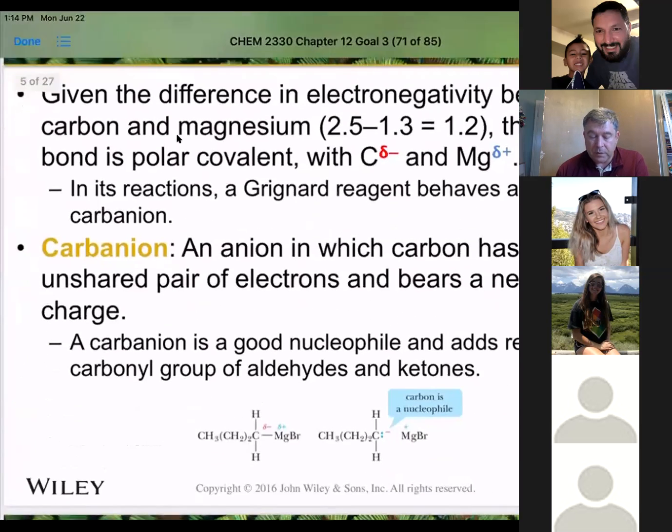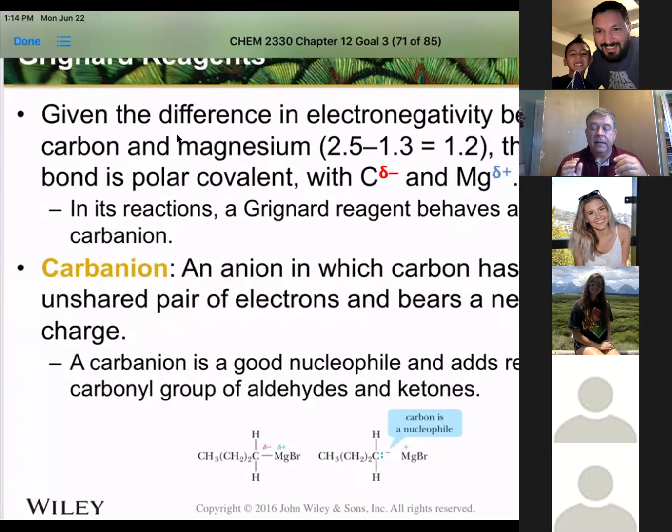All right, let's look at that in a little more specificity right here. If we look at the electronegativity difference between carbon and magnesium, it's only 1.2, which means that it is a covalent bond. Remember, it has to be greater than 1.9 to be an ionic bond. So we have a covalent bond, but it's shifted where the carbon is more electronegative than the magnesium. So unlike other compounds where the carbon is partially positive, in this case, the carbon is partially negative. That partially negative carbon or a fully negative carbon is called a carbanion, where the carbon bears the full negative charge.